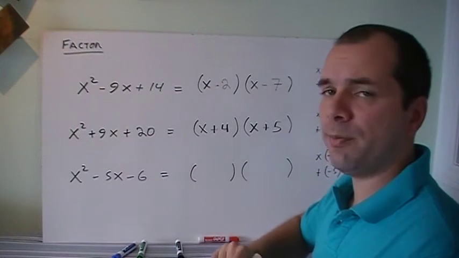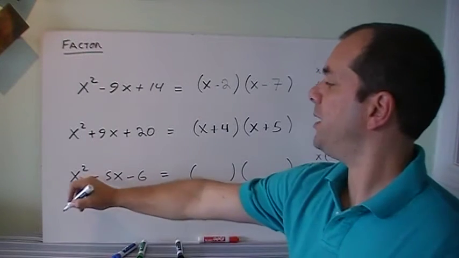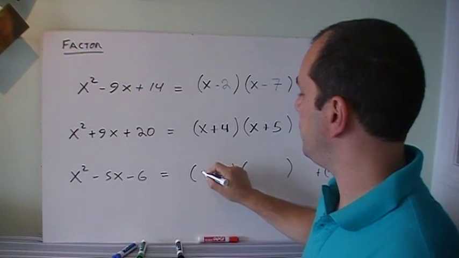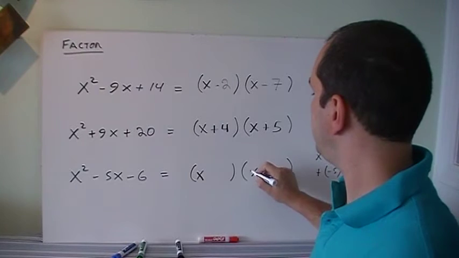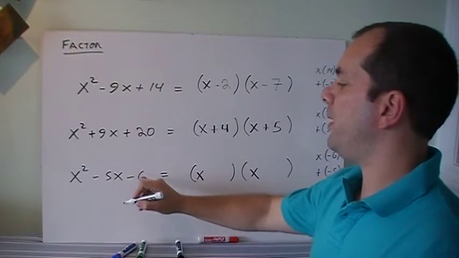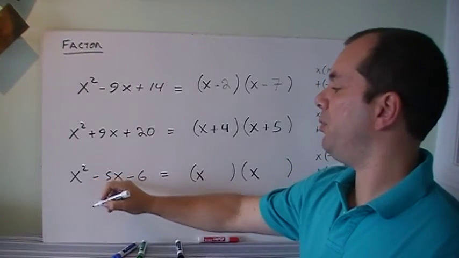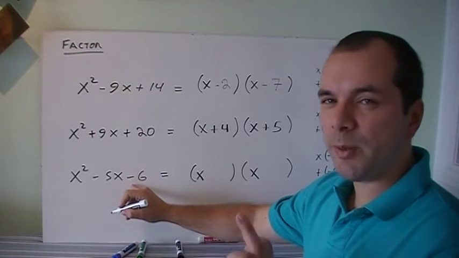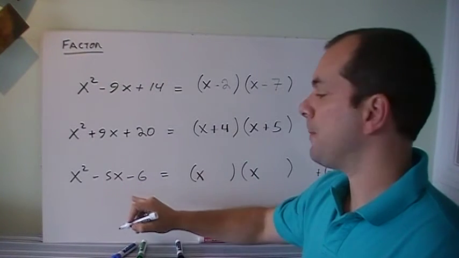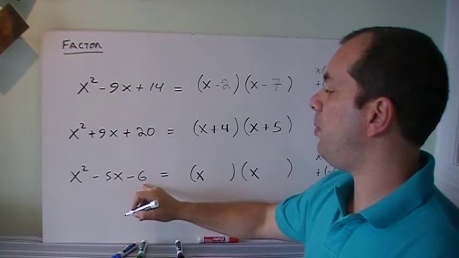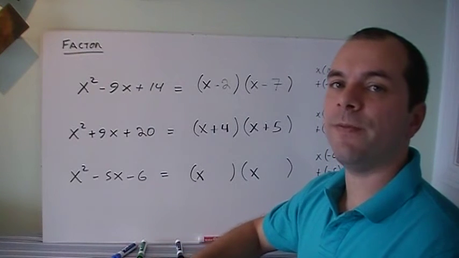And the last one on this board is, again, I started with x squared, so that's a simple trinomial. X and x. And now I've got two negatives. Now, it doesn't matter for this one, but the last one's negative, which means one's going to be positive, one's going to be negative. And I need two numbers that multiply to 6 and add up to 5.